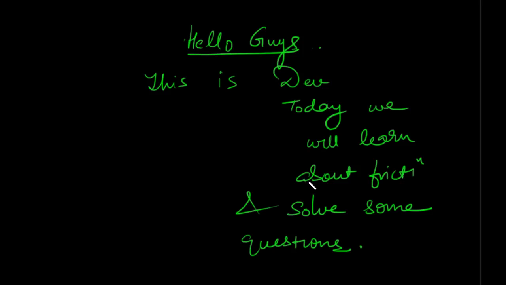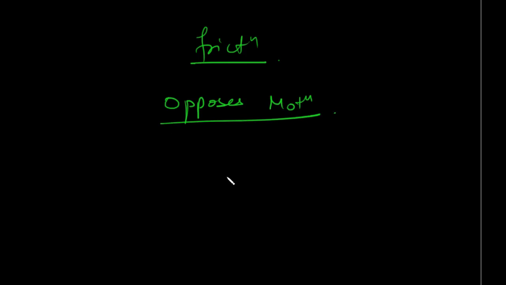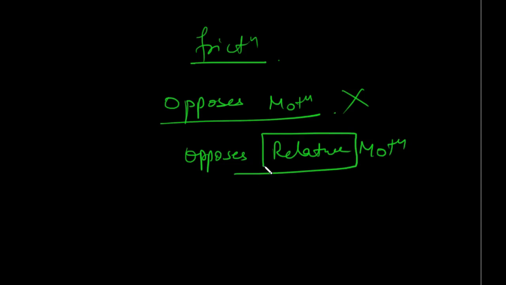Today we'll learn about friction and solve some questions, okay? So what is friction? Many of you have heard it, and people say basically the definition of friction is that it opposes motion. Okay, well this is not the definition, because friction opposes relative motion. Just remember, friction always opposes relative motion, alright?